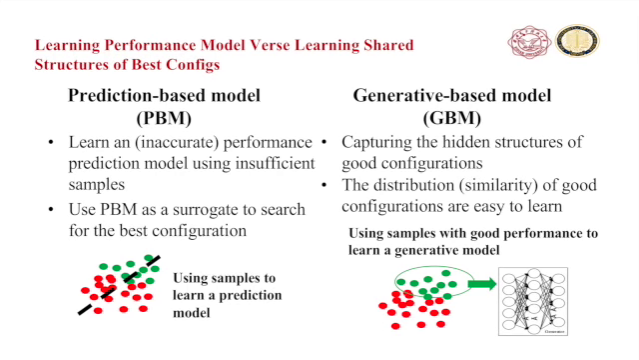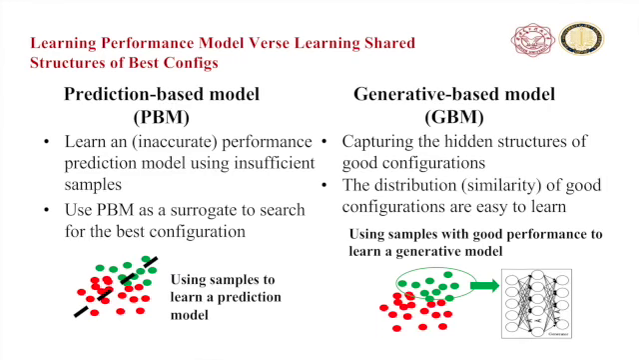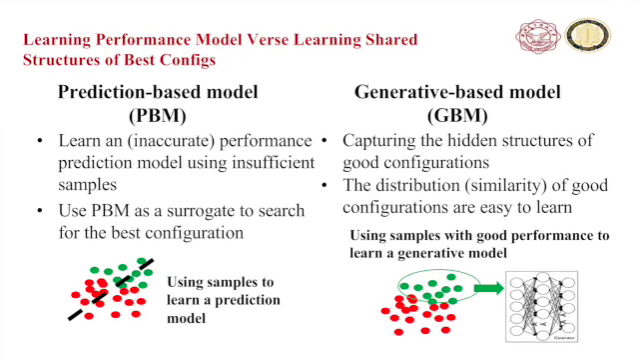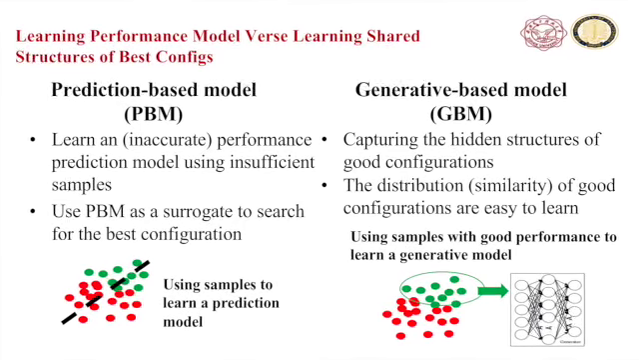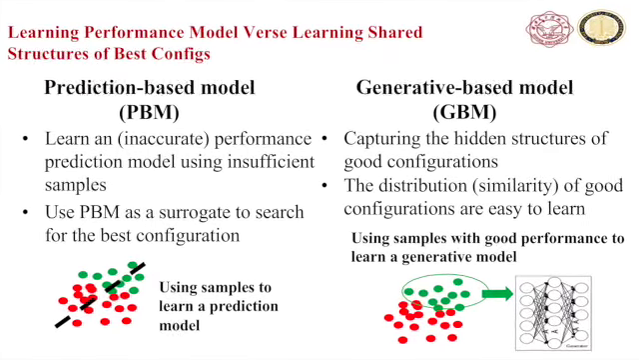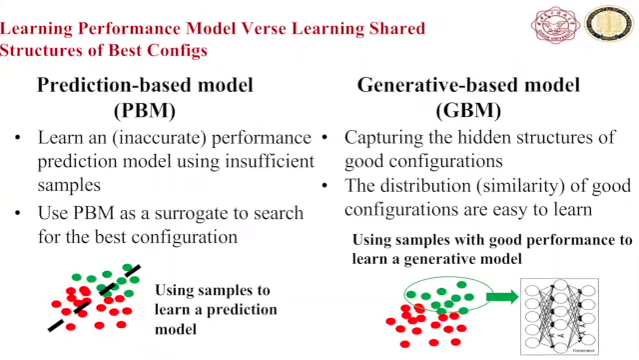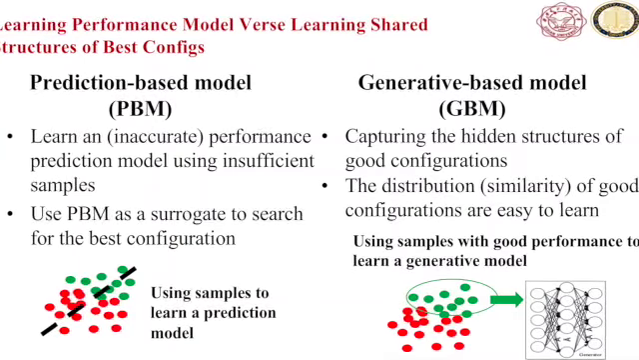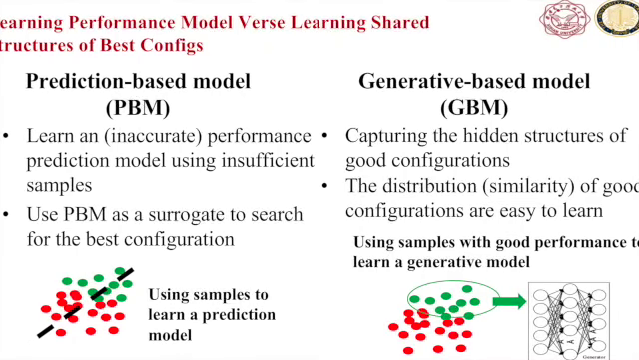So here, you could see the difference between the prediction-based model and the generative-based model. Our goal is not just classifying or clustering. We are trying to generate a sample or parameter that behaves similar to the good ones. So we know that we have good parameters and we have regular ones. So we try to generate parameters that behave as good as the good ones that we already know.